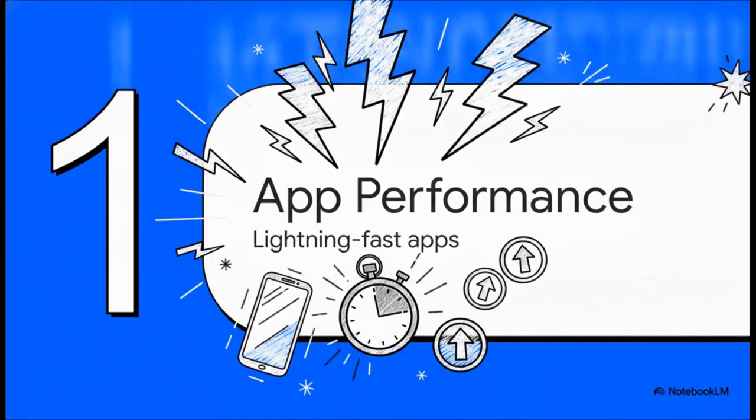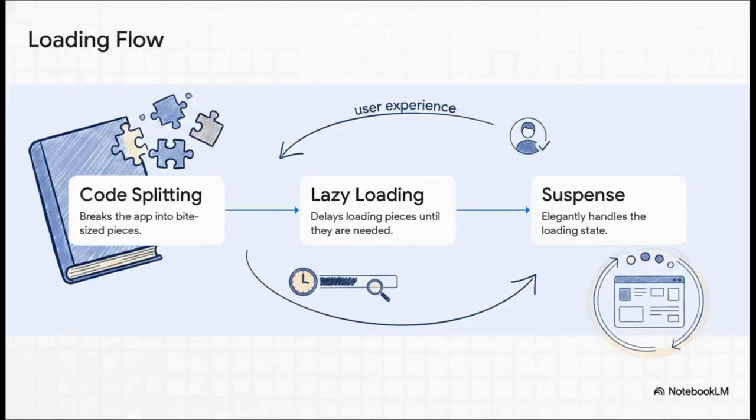First up, Section 1, boosting app performance. It's all about making those applications lightning fast for the user. You know, in modern web dev, speed isn't just some nice-to-have luxury anymore. It's an absolute requirement if you want to retain your users. So we've got a sequential flow of 3 brilliant concepts to make that happen: code splitting, lazy loading, and suspense.